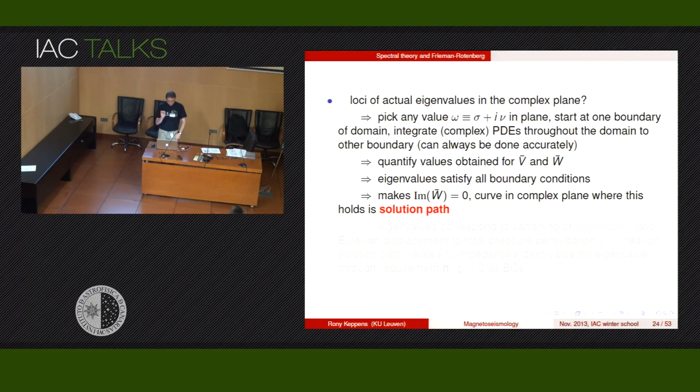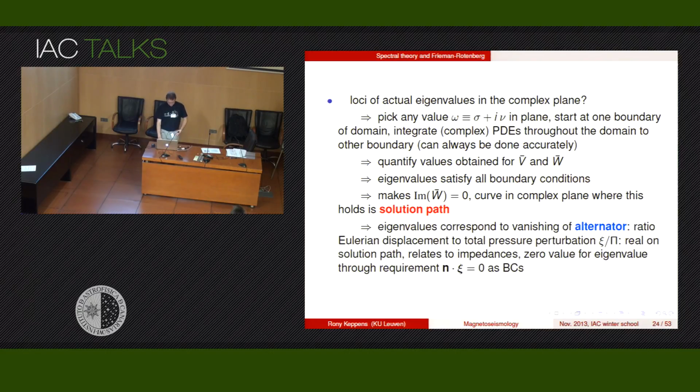Then, on that curve in the complex plane, and only on those curves, my eigenvalues will be situated. You can call those curves the solution paths. In order to locate them, that's already a big step. First, you have to look in the whole complex plane. That's pretty big. Now you have located them on curves. It's still big, but it's much smaller.